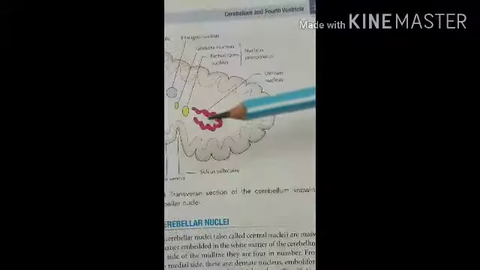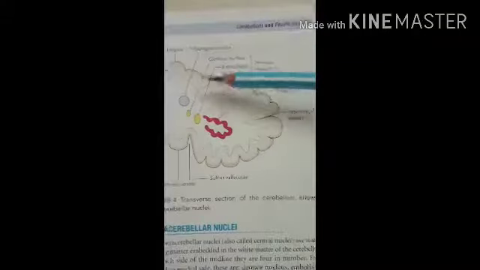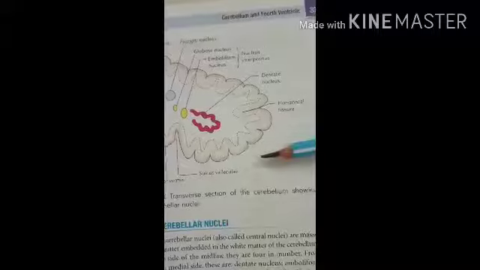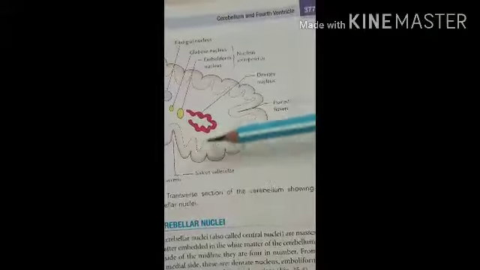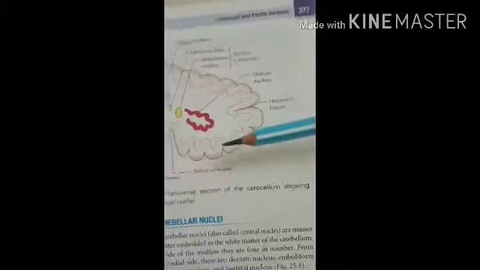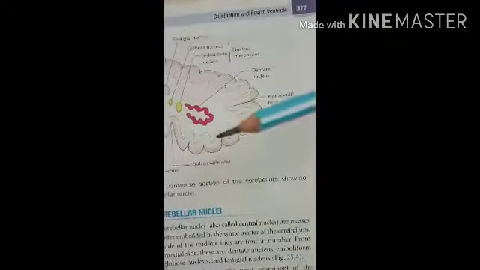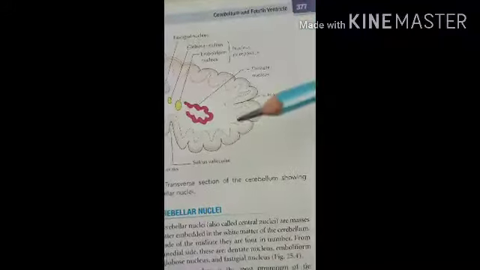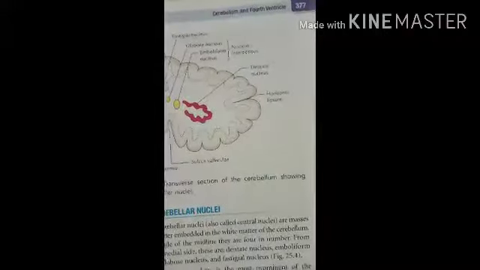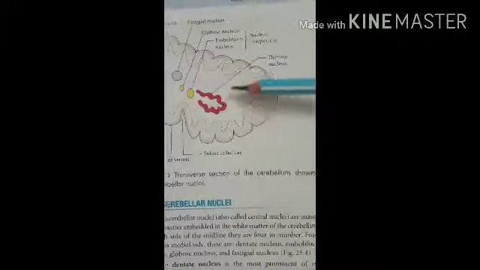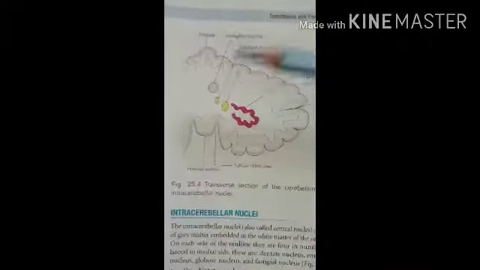The cerebellar cortex is folded. Here you can see it is folded in such a way that the surface of the cerebellum presents a series of parallel transverse fissures and intervening narrow leaf-like bands called the folia. Then we have to see the different nuclei present in the cerebellum.